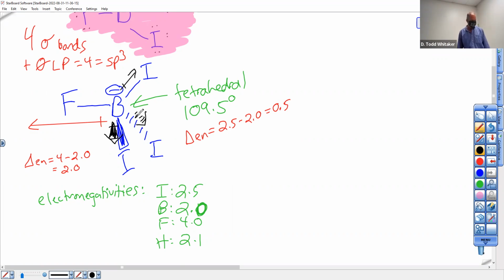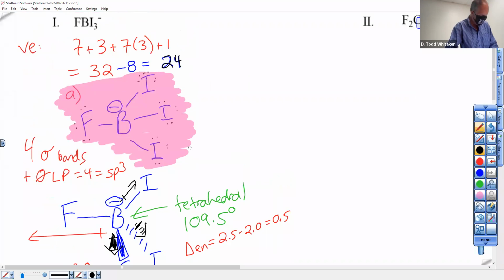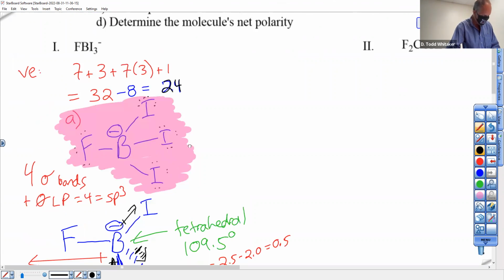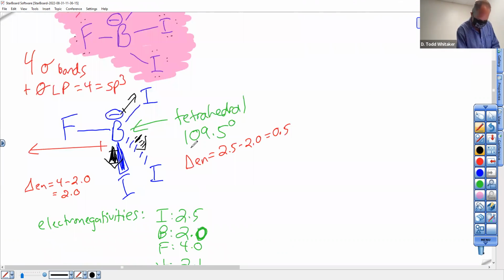Okay. So that's all part B. Okay, what are the dipole vectors? Part C. So we've got B and C going on at the same time. And now we're supposed to add those together. Oh boy.